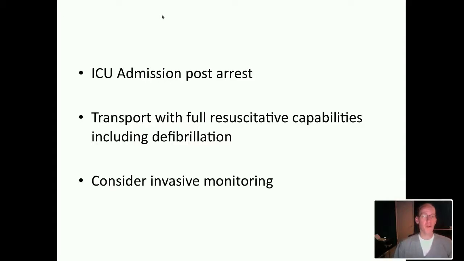It is important when you transport these patients to the ICU that you have full resuscitative capabilities with you. So this includes a defibrillator. Since these patients can decompensate very rapidly, it's important that you have the ability to basically run a code wherever you are. If the patient codes again in the elevator, you need to be able to code them. If they go into ventricular fibrillation in the hallway, you need to be able to shock them out of it. So have a defibrillator, have a monitor.